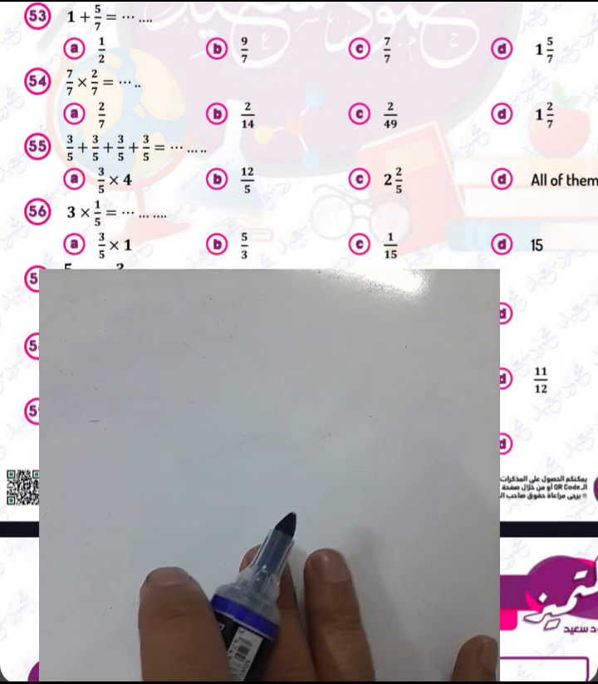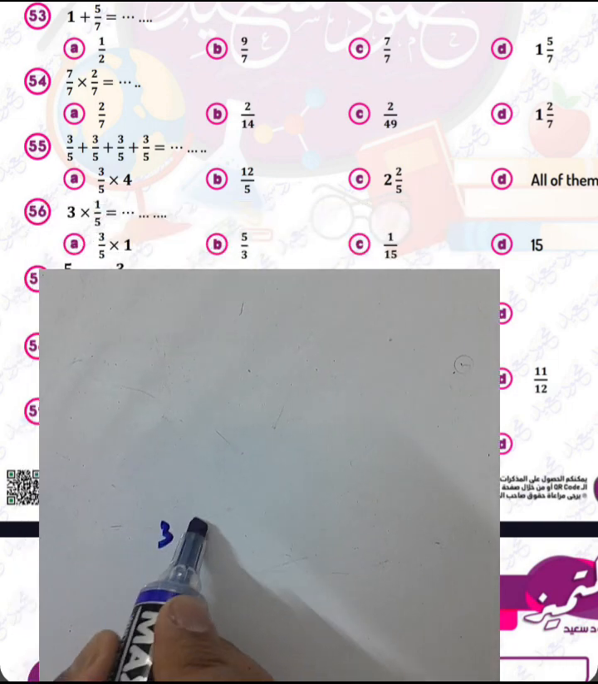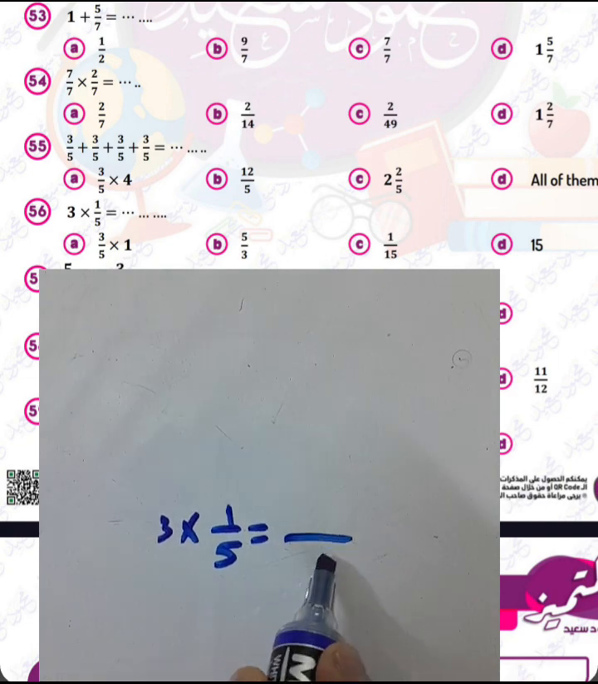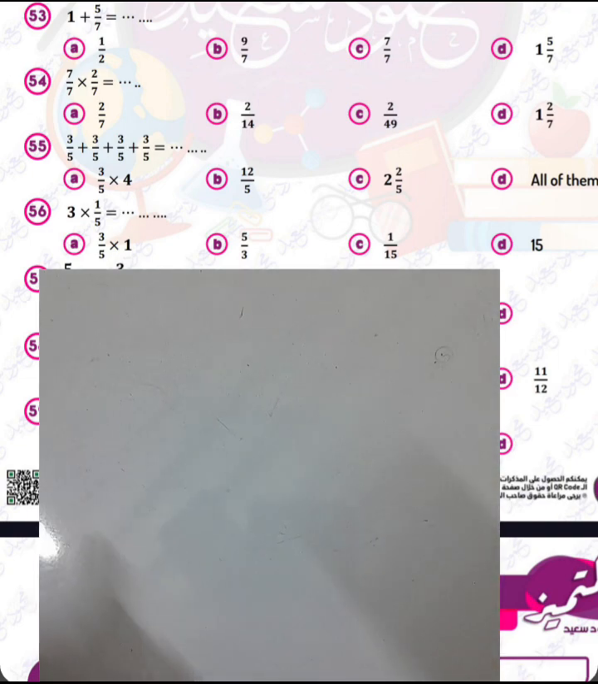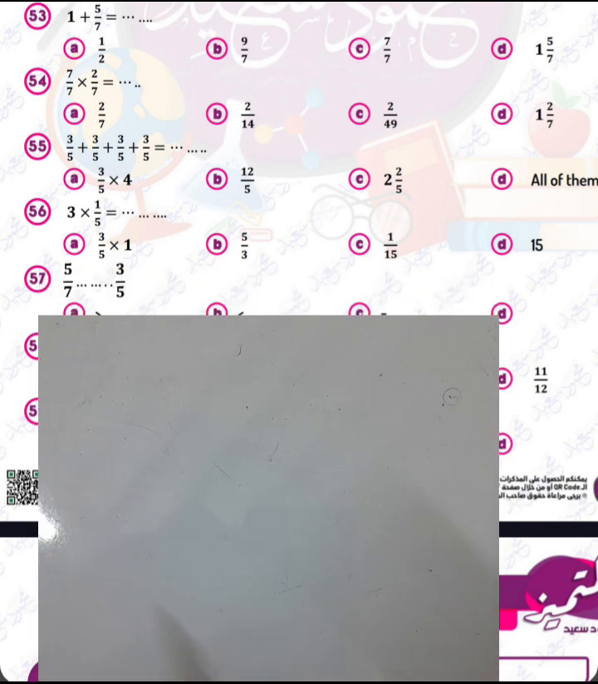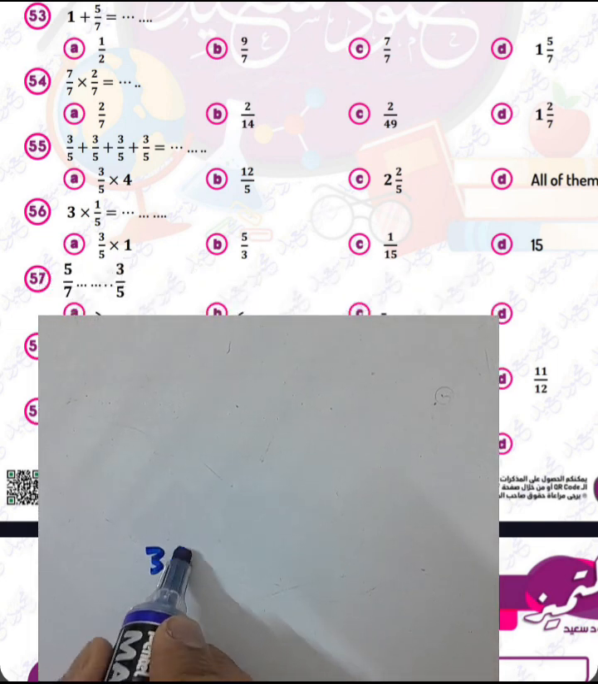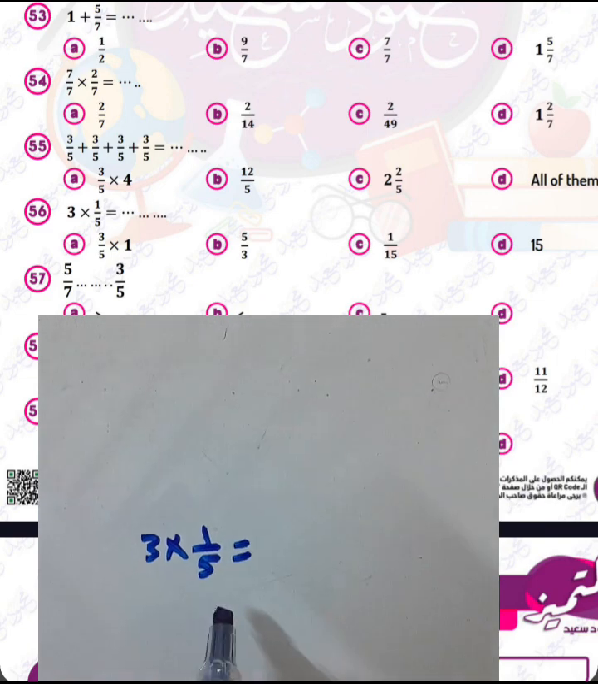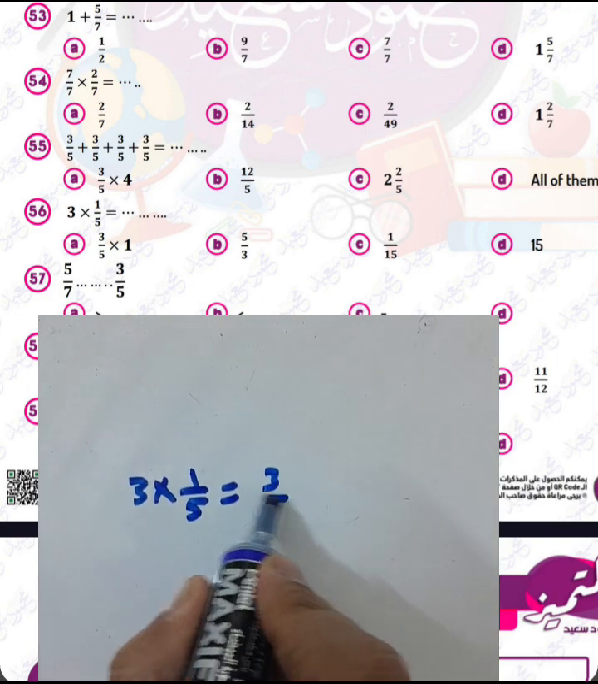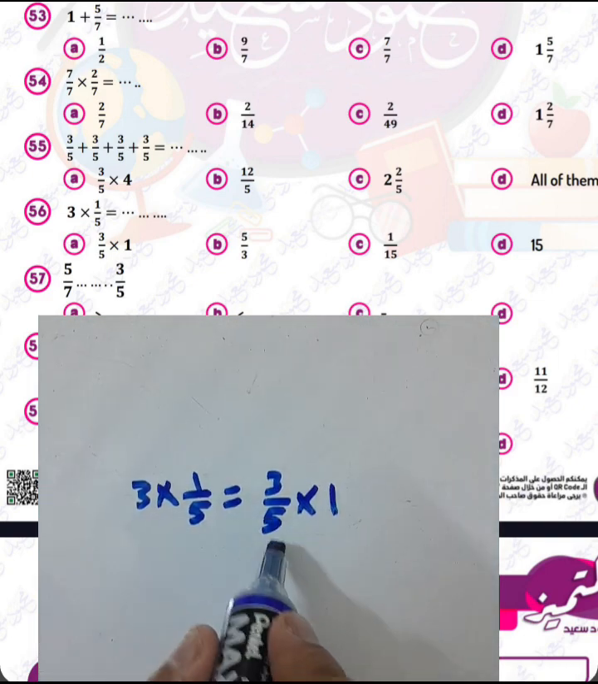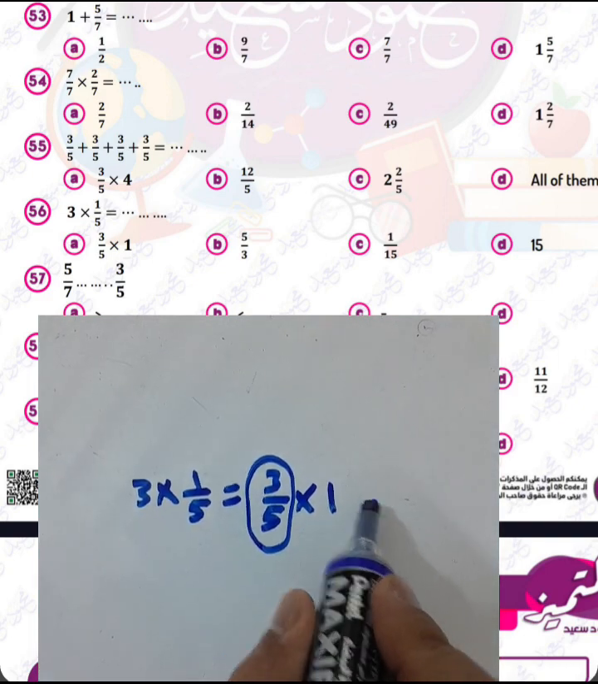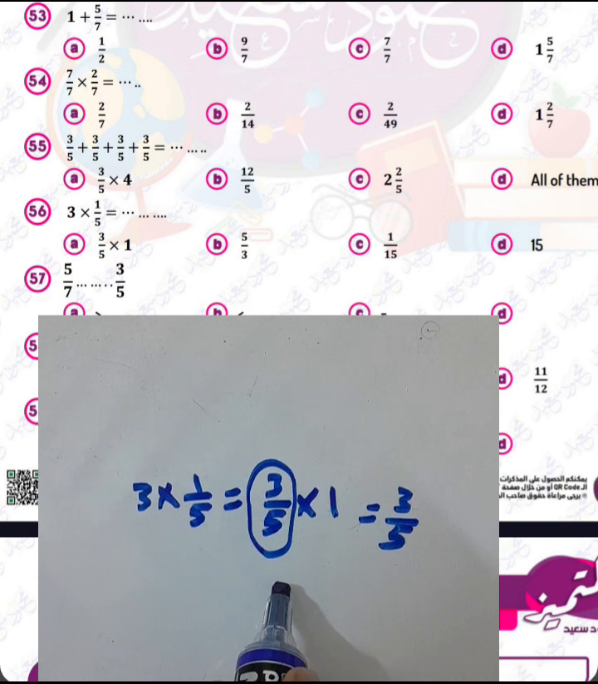Next question, 56. 3 product by 1 over 5. We can write 5 in the denominator. 3 times 1 equals 3. And the result will be 3 over 5. 3 over 5 product by 1. 3 product by 1 over 5. We can use the commutative property here. Write 3 over 5 product by 1. You can replace 3 times 1 equals 3. 3 over 5 times 1 equals 3 over 5. Then you must choose letter A.